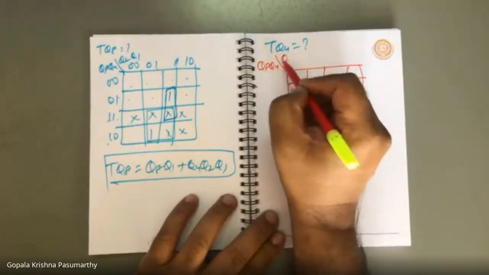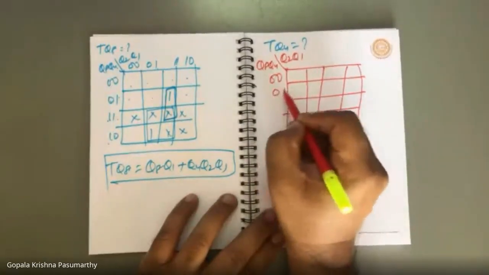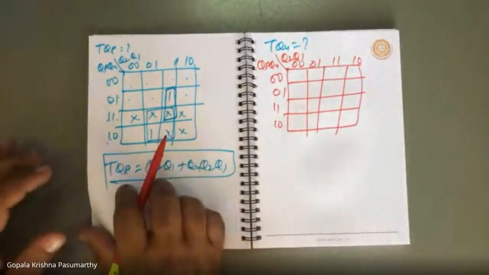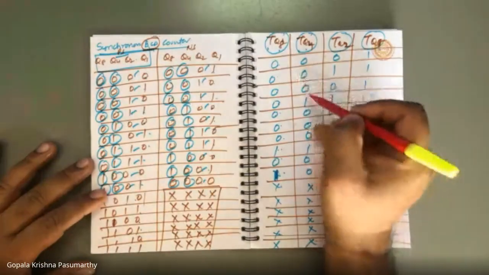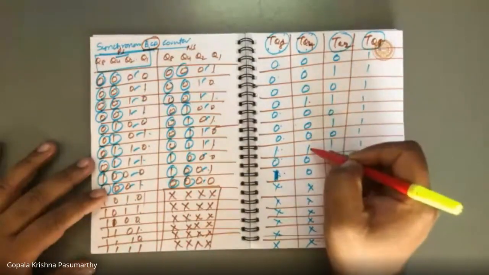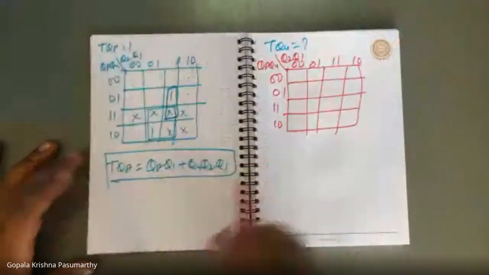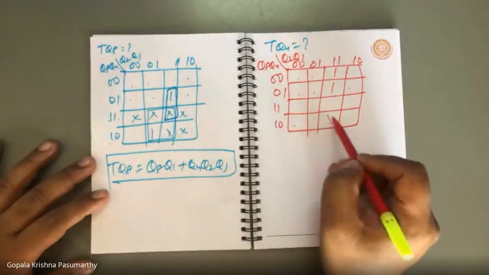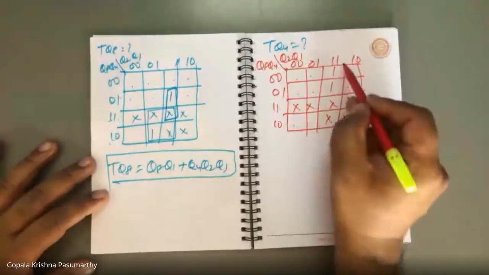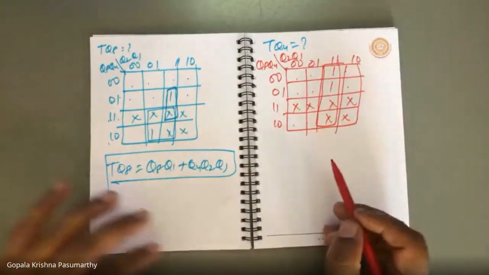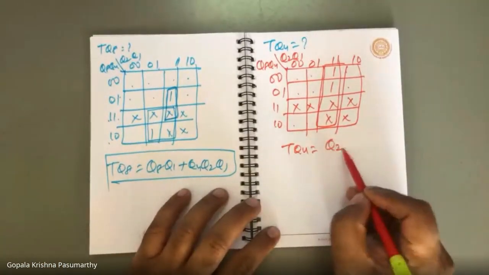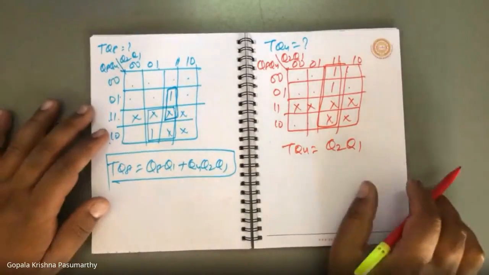Q8, Q4 on rows, Q2, Q1 on columns: 0, 0, 0, 1, 1, 1, 1, 0, 0, 0, 0, 1, 1, 1, 1, 0. See the values 0, 0, 0, 1, 0, 0, 0, 1, 0, 0, and the rest are all don't cares (cross). What can we make? A quad. So the Boolean function for TQ4 is equal to Q2 Q1.